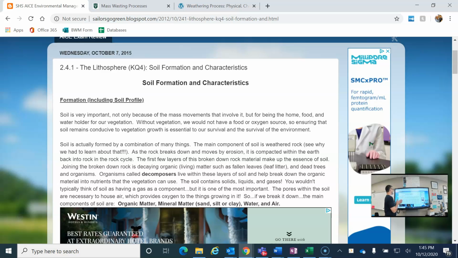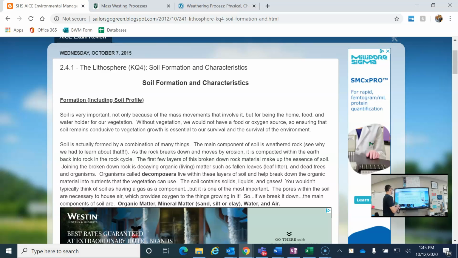Soil is actually formed by a combination of many things. It's like the medium, and we tend to think about it just being the dirt, but there's a lot of stuff going on in there. The main component, the parent, is the weathered rock. It breaks down smaller, smaller, smaller. That would be the parent material. As the rock breaks down by erosion, it's compacted within the earth, bringing it back into the rock cycle. But the first few layers of this rock breaking down make up the essence of our soil.